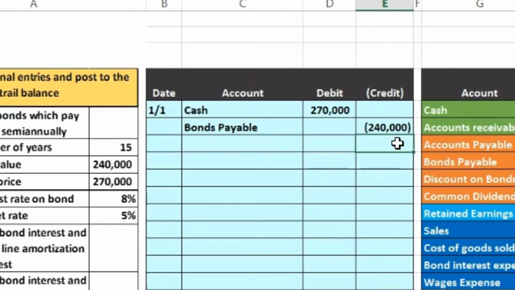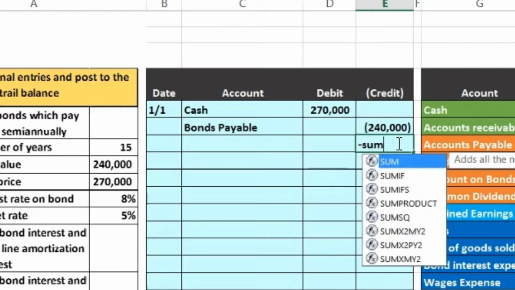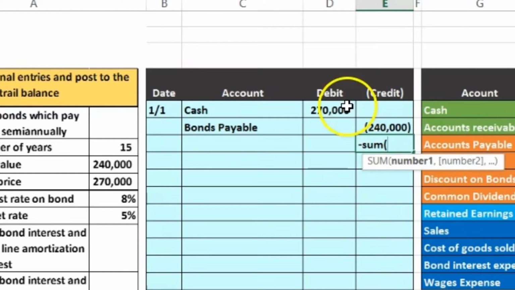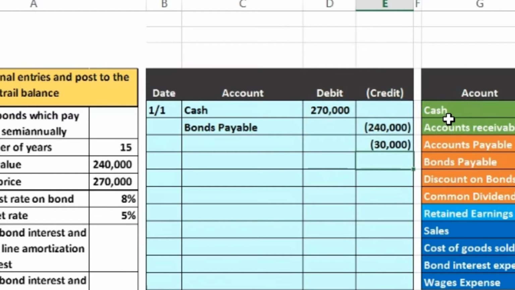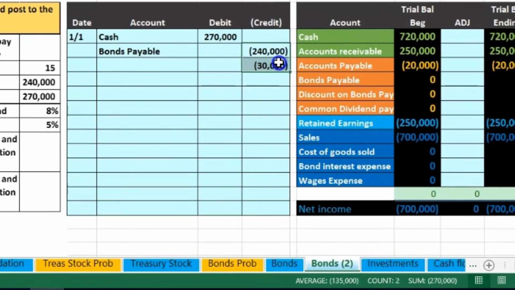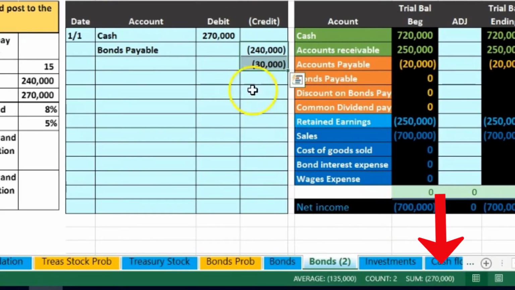So I'm going to say, instead of equals negative, SUM, brackets, and then highlight these 4 cells. The 270 minus the 240, because that's a negative number, gives us the 30,000. Now we can see that the 2 credits add up to 270. The debits add up to 270. If I highlight all of these cells, then it adds up to 0. We are now in balance.